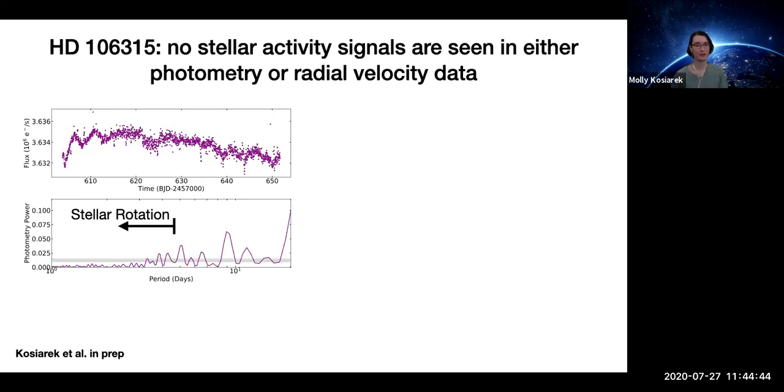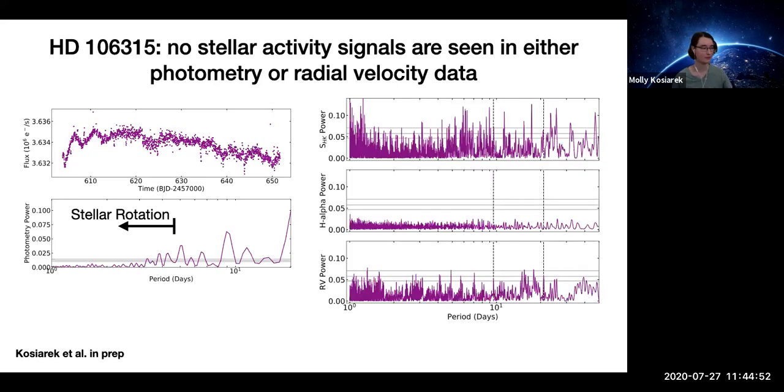So let's compare this with the periodograms of the 2 activity indicators. Again, we're using SHK and H alpha along with radial velocity data. So here I've marked the 2 planet periods, the dashed lines, and the v sin i constraint. So there are no clear peaks in the periodograms of any of these 3.